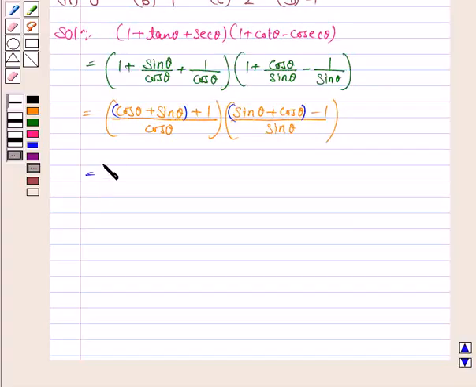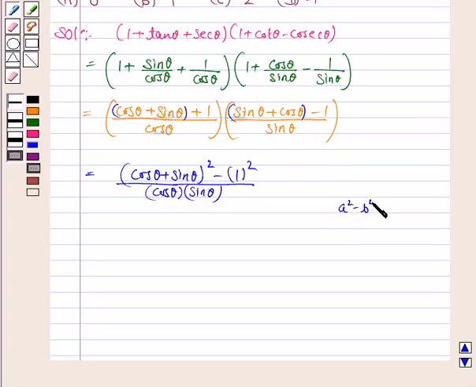So we have (cos θ + sin θ) whole square minus 1 square upon cos θ into sin θ. Here we have used the formula a square minus b square is equal to a minus b into a plus b, and in this expression a is cos θ plus sin θ and b is 1.